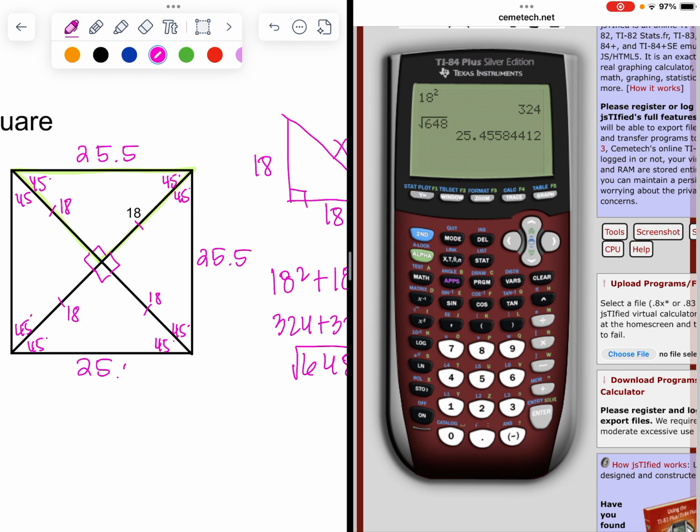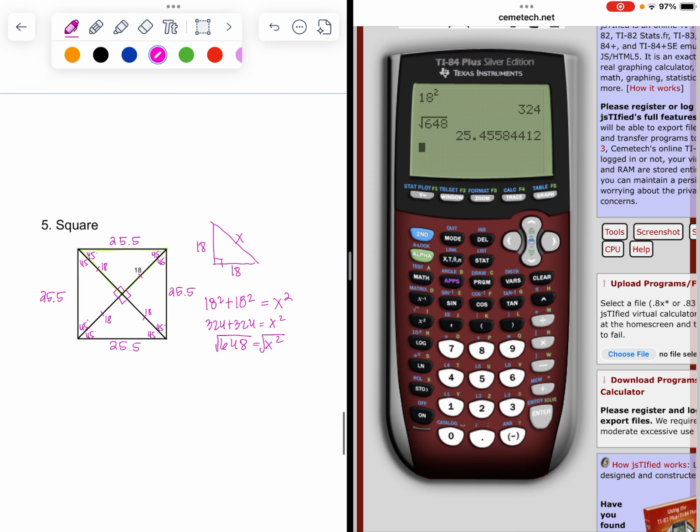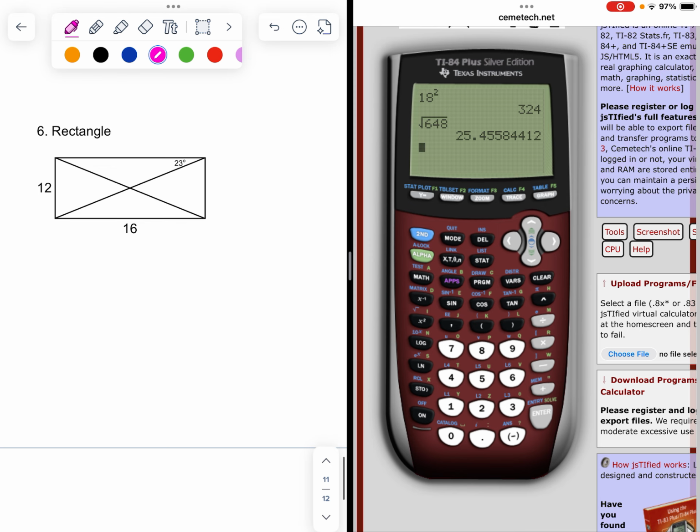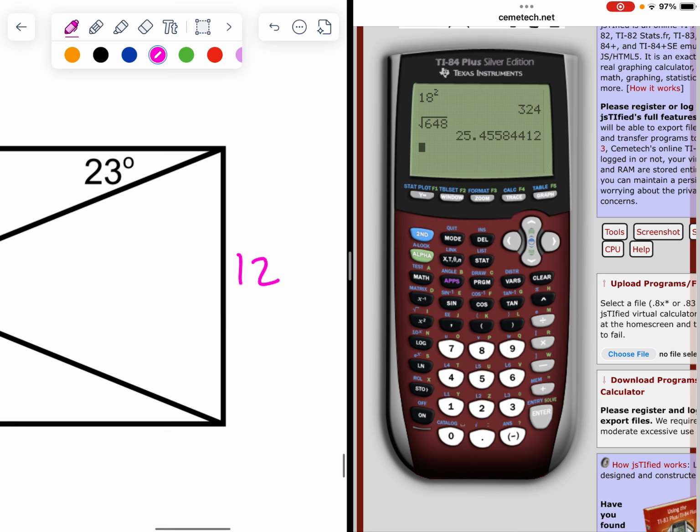Remember, all sides of a square are equal. So I'm going to say all 4 sides are 25.5. Okay, let's move on to the last one, which is a rectangle. All right, so for a rectangle, I know opposite sides are congruent. So this is 12, this is 16. I also know that the angles are right angles, so I can find this angle right here. So 90 minus 23 is 67.